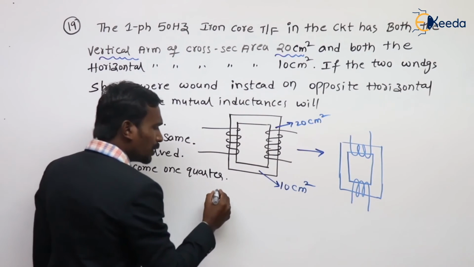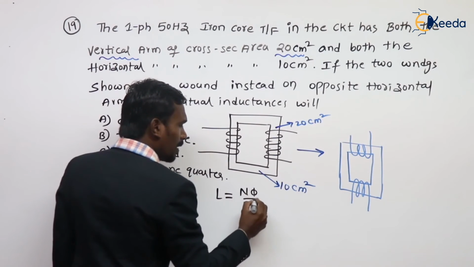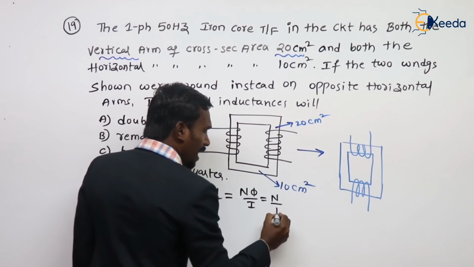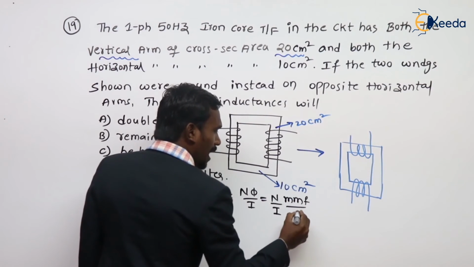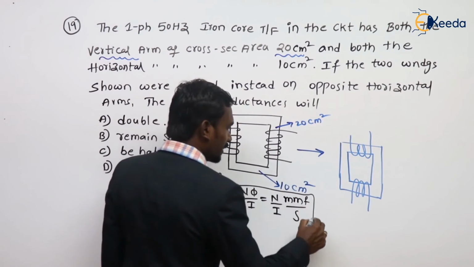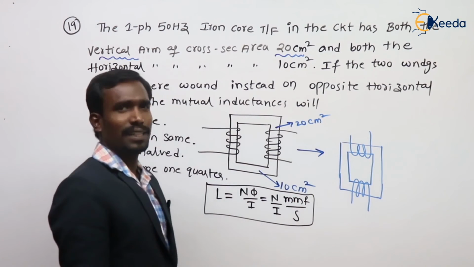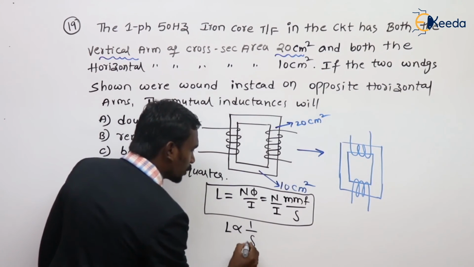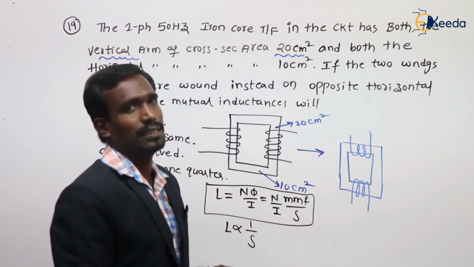Generally, we know that inductance is equal to N phi upon I, which is N by I times phi, and phi is nothing but MMF by S, MMF by reluctance. So the inductance L is equal to N phi by I, N by I, phi is nothing but MMF by S. Nothing but the inductance is inversely proportional to reluctance.